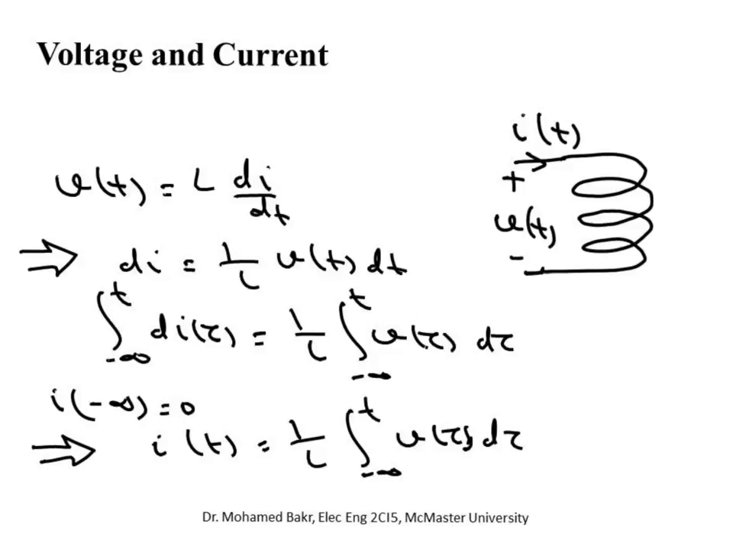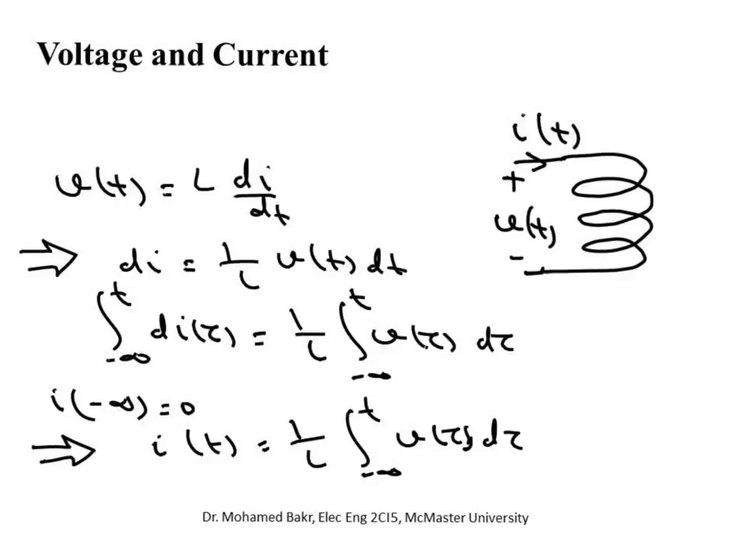Okay, we apply the rules of integration. The integral of di of tau will give us i of tau, upper limit minus lower limit. You get i of t minus i of minus infinity. If the current at the very beginning was equal to 0, then this gives you i of t, and this becomes 1 over L, the integral from minus infinity to t of v of tau d tau. So what does this relationship say? It says that the current is the integration of the voltage, and you have this constant of proportionality between them.